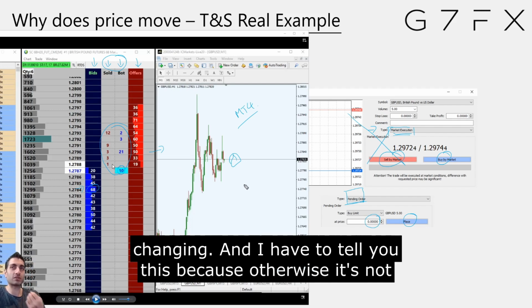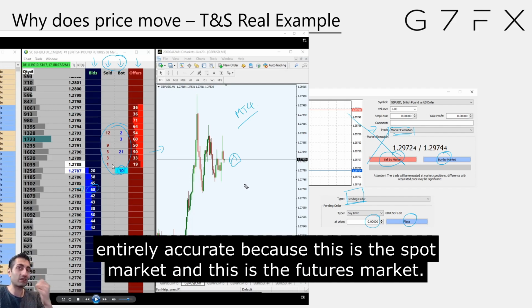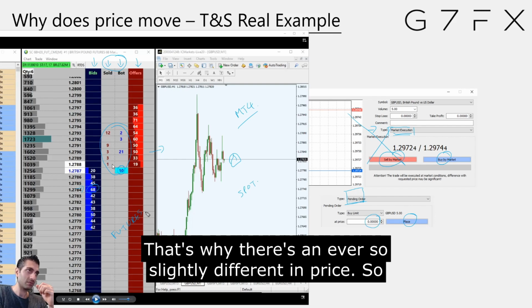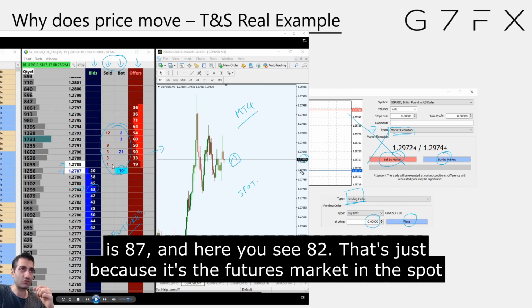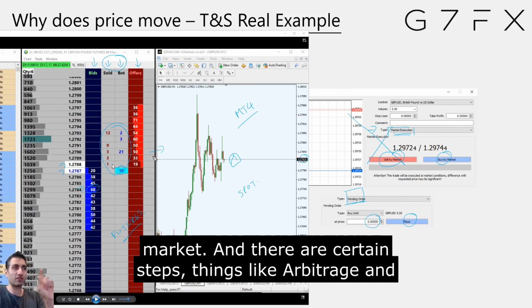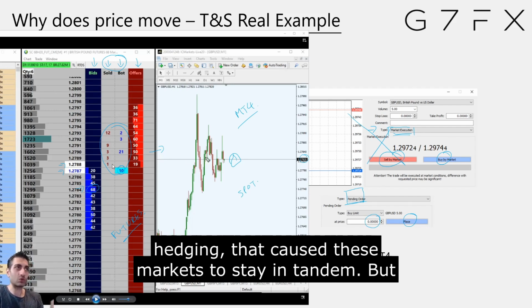and I have to tell you this because otherwise it's not entirely accurate, because this is the spot market and this is the futures market, and that's why there's an ever so slightly different price. So here it's 127.88, for example, or obviously the bid side is 87 and here you see 82. That's just because it's the futures market and the spot market, and there are certain steps, things like arbitrage and hedging, that cause these markets to stay in tandem.